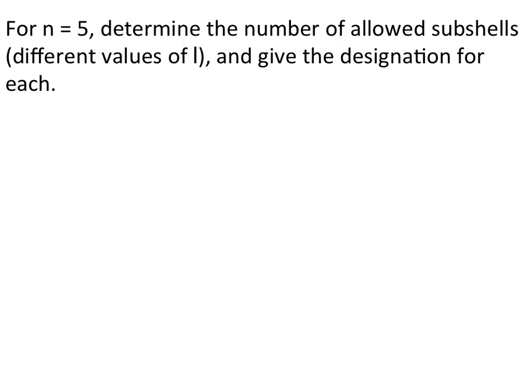So for n equals 5, remember n is your principal quantum number, determine the number of allowed sublevels, so the different values of l, or the types of orbitals, and give the designation for each. Okay, so n equals 5. This is my principal quantum number. And they want me to tell them what kind of orbitals, so s, p, d, f, etc., are allowed in this principal quantum number. So if I want to determine that number of subshells, I need to look at my l value. I need to figure out what my shapes are going to be.